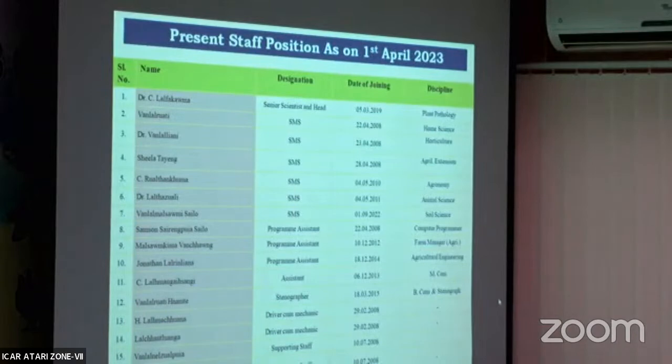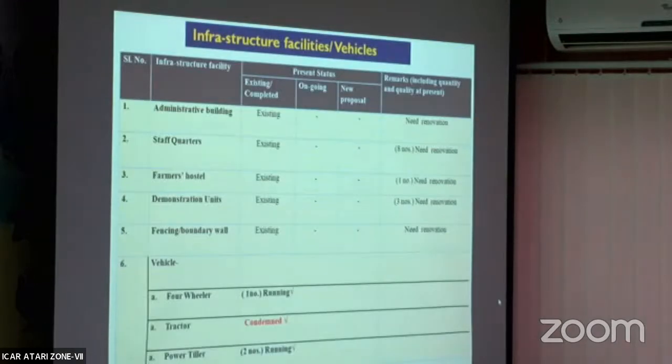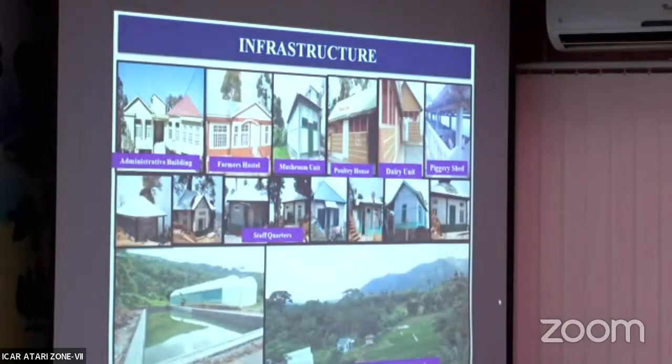So this is the present staff position. Presently, we are in full strength. These are the infrastructure facilities. Regarding the vehicle, right now we don't have one, it's already condemned due to an accident. These are the infrastructure we presently have.